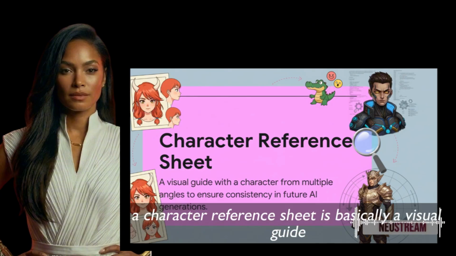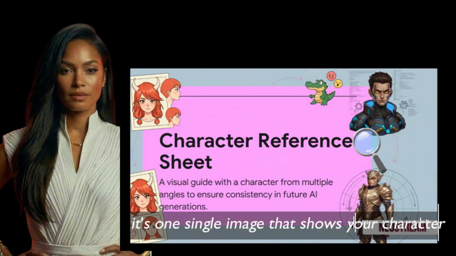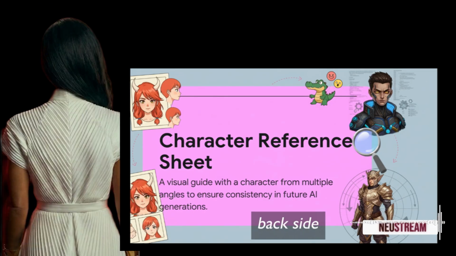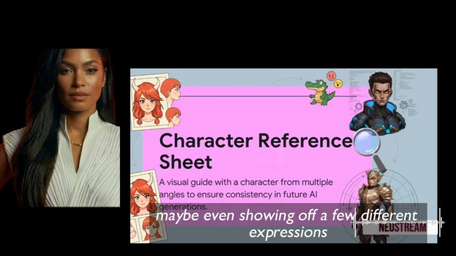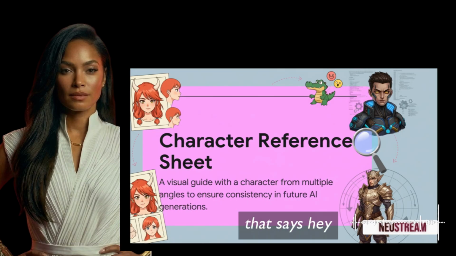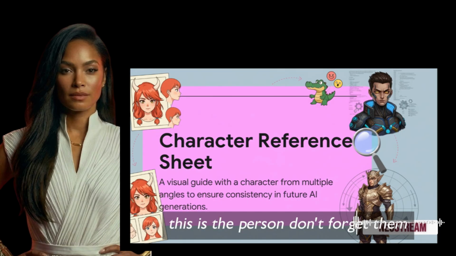Well, a character reference sheet is basically a visual guide. It's one single image that shows your character from all the important angles: front, back, side, maybe even showing off a few different expressions. Think of it as the master key that you hand to the AI that says, hey, this is the person, don't forget them.